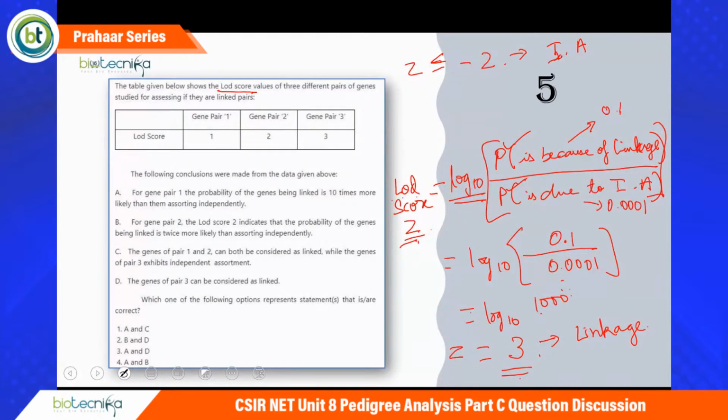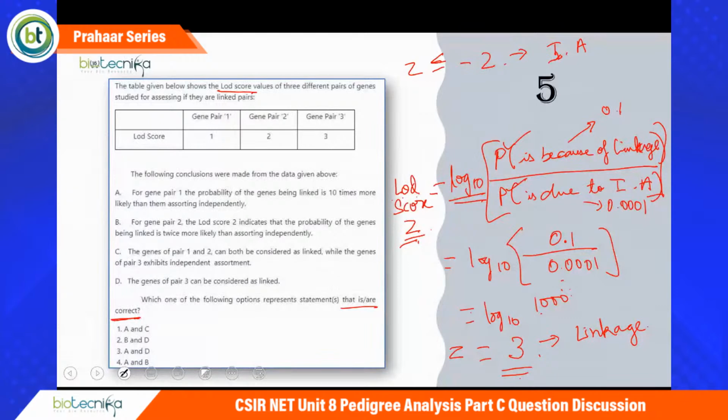Now coming back to the question. The table here shows the LOD score of 3 different pairs of genes studied by assessing if they are linked pairs. So the LOD score for gene pair 1 is 1, gene pair 2 is 2, gene pair 3 is 3. And again, some conclusions are made and we have to represent the statements which are correct.